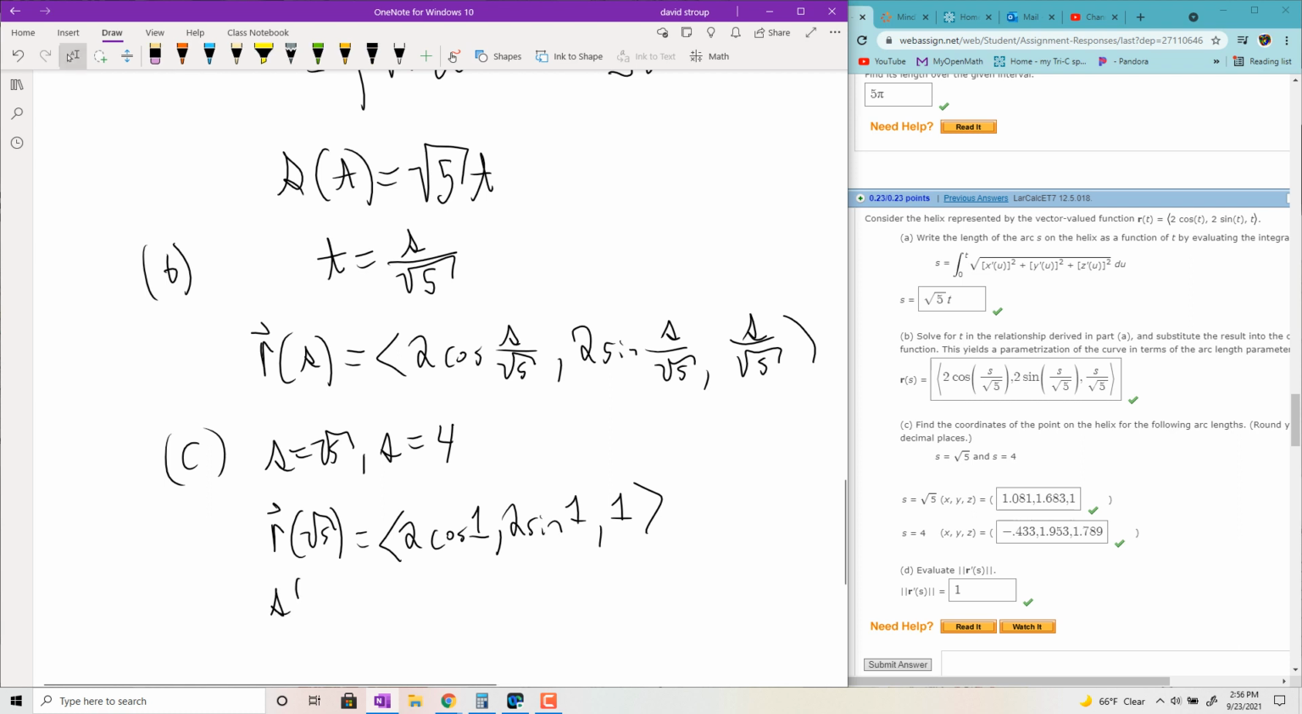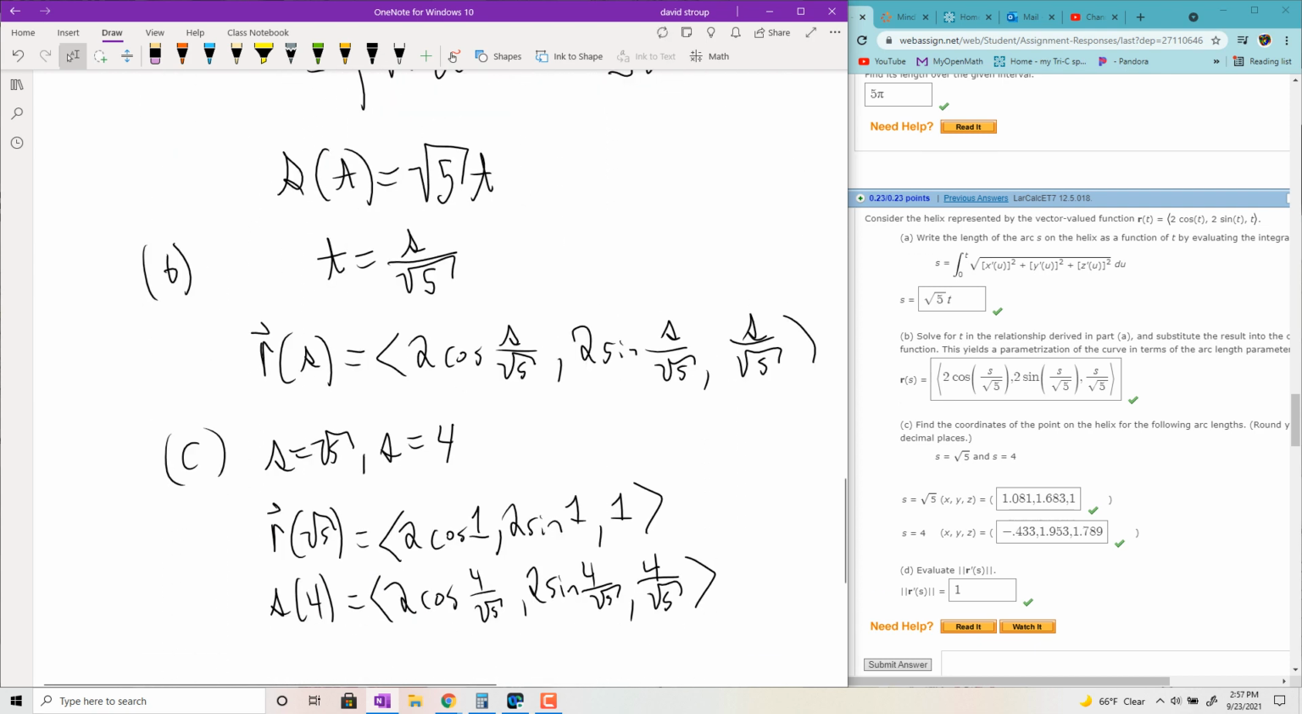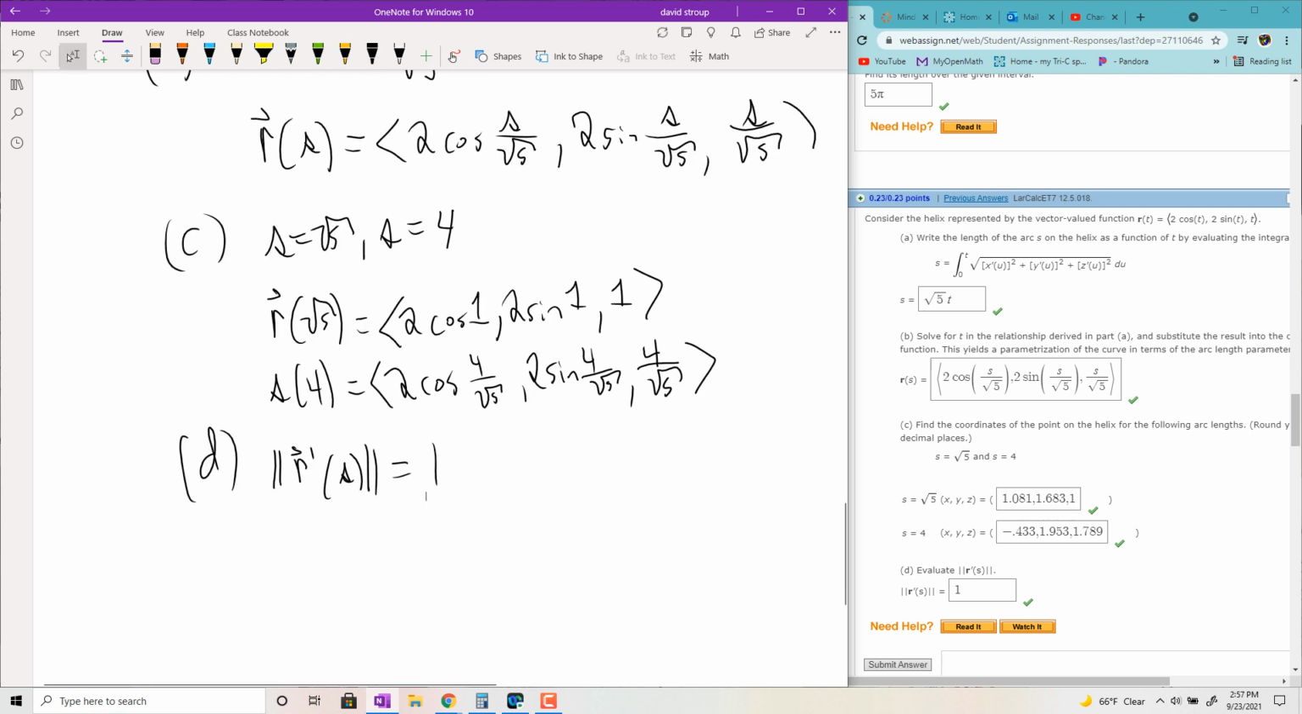Plug in 4, R of 4 is going to be 2 cosine of 4 over root 5, need a calculator for that, 2 sine of 4 over root 5, need a calculator, and then just 4 over root 5. Okay, so one of the magical things about this new formula, this R of s thing, is that the magnitude of the derivative is always equal to 1. Okay, so part D, they want you to show that the magnitude of the derivative of R of s is equal to 1, right? Okay, so let's figure that out.